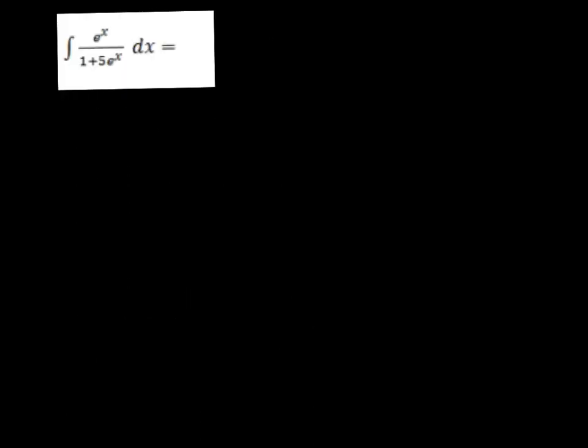Let's move on to our second example. We have the integral of e to the x over 1 plus 5 e to the x times dx. As we don't have, again, a rule to integrate a quotient, we must use the substitution rule. The important thing is knowing what is going to be my u.